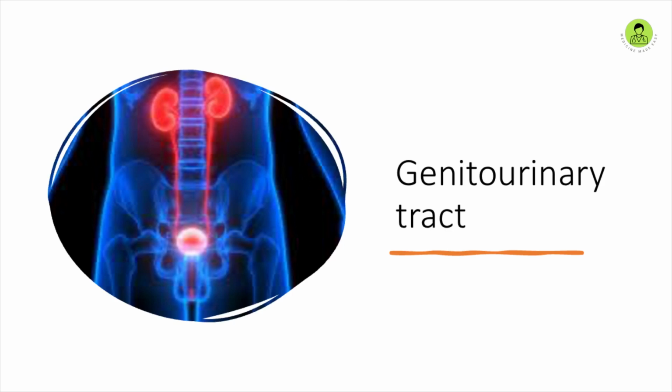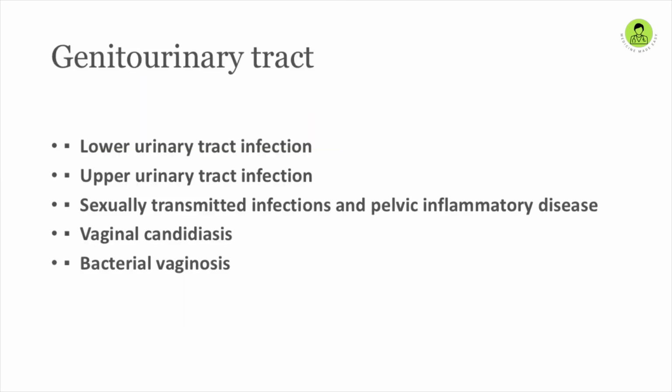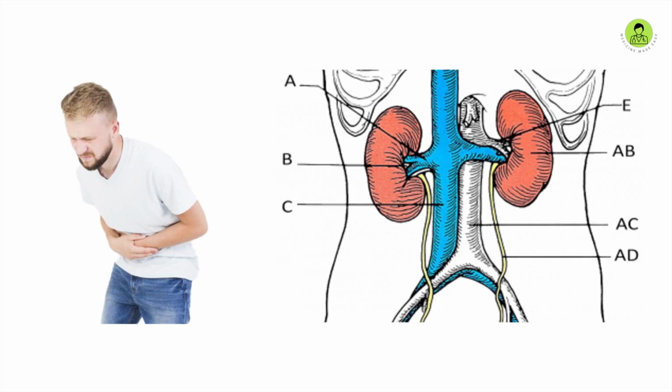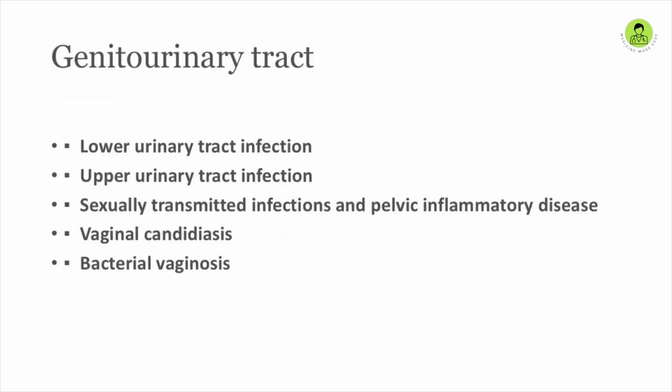Coming to the genitourinary tract. A lower urinary tract infection classically presents as a combination of dysuria, frequency, urgency, and a change in smell and color of the urine. An upper urinary tract infection presents with the above symptoms along with loin pain and back pain.